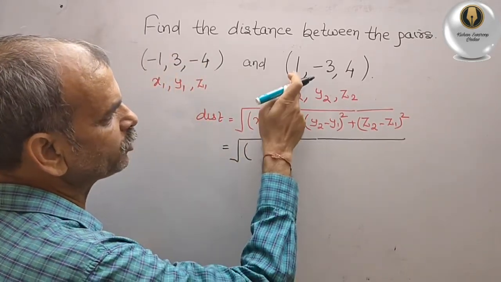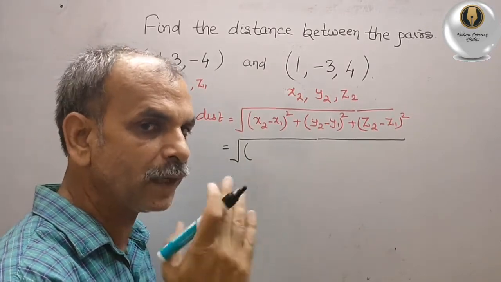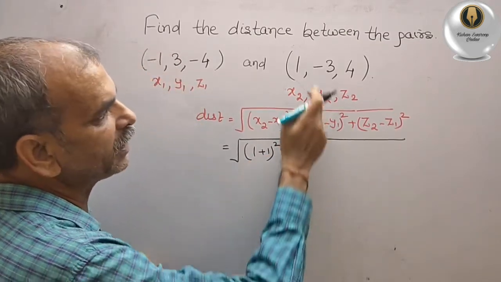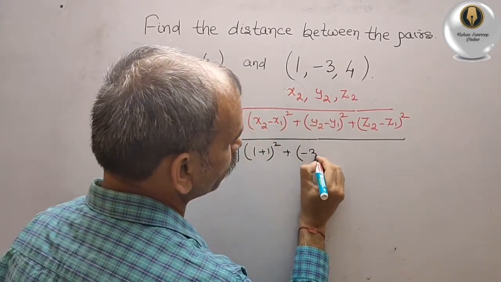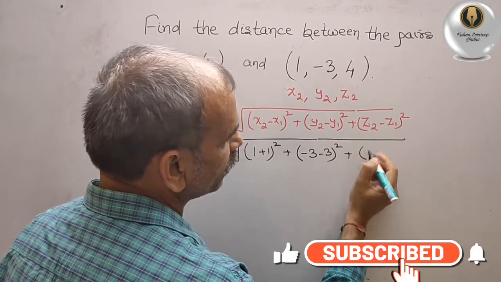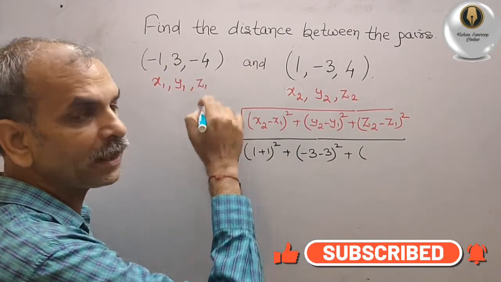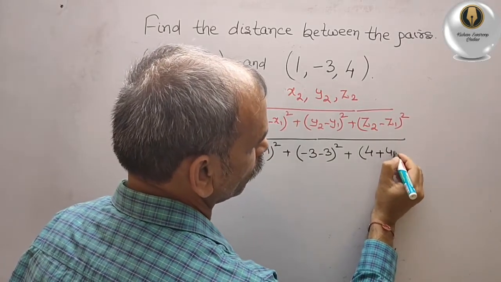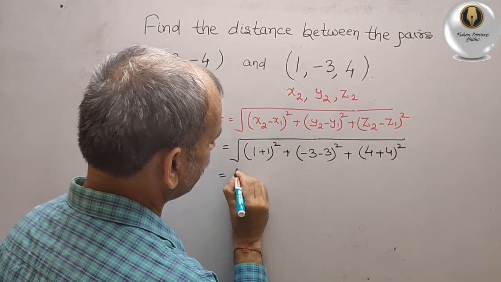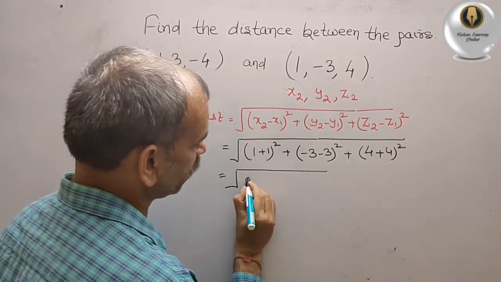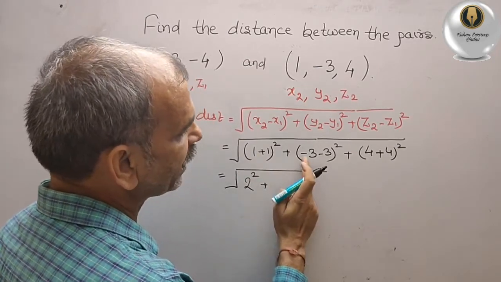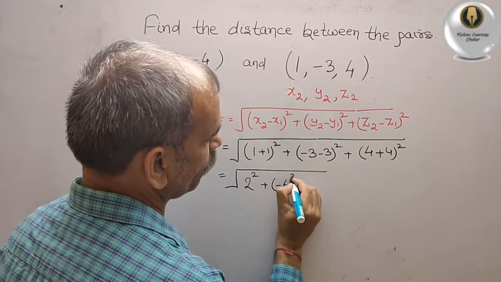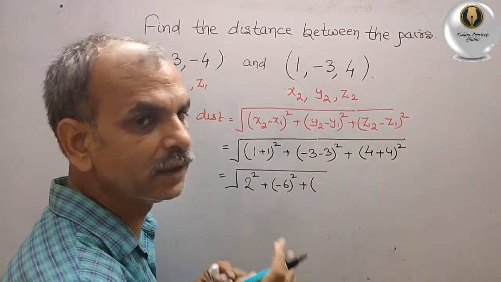x2 minus x1, that means 1 minus of minus 1 is plus 1, so 1 plus 1 whole square, plus y2 minus y1 is minus 3 minus 3 whole square, plus z2 minus z1 is 4 minus of minus 4, that is plus 4, so 4 plus 4 whole square. Now what will we get? 1 plus 1 is 2, 2 square, plus minus 3 minus 3 is minus 6 square, plus 4 plus 4 is 8, 8 square.